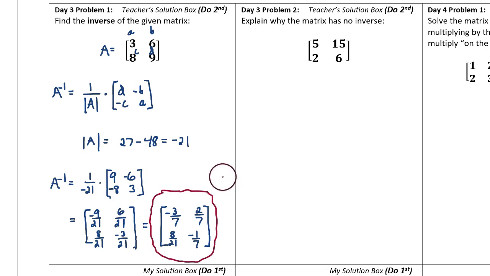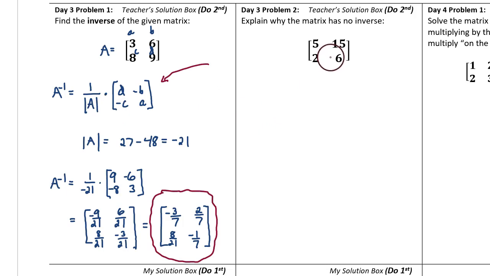Day 3, problem 2. Explain why the matrix has no inverse. This is a square matrix, and a square matrix can have an inverse, and we saw the formula that you follow for how to find that inverse. Notice that part of the formula involves the determinant in the denominator of a fraction. We know that you cannot divide by 0, so if the determinant is 0, then there can be no inverse matrix.